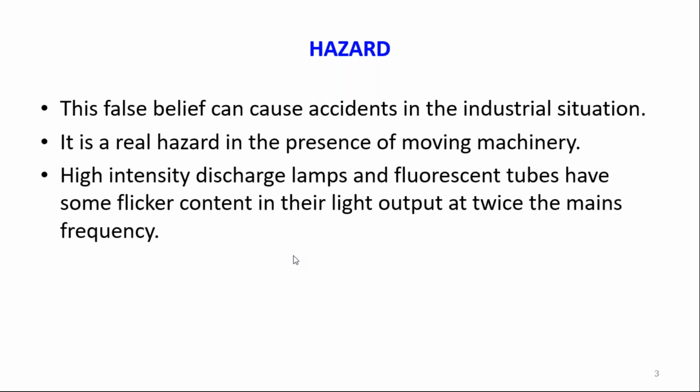High intensity discharge lamps and fluorescent tubes have some flicker content in their light output at twice the mains frequency. So this is the main hazard. This high speed moving machinery can cause a hazard if someone observes these machineries or blades or moving objects as a stationary object or as an object in slow motion. So this is due to the high intensity discharge lamps and the fluorescent tubes.